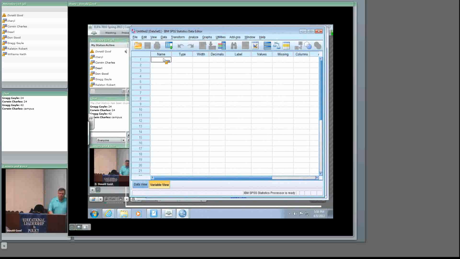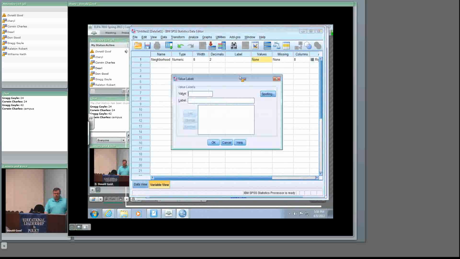Okay. So one variable is neighborhood. And we've got 3 different neighborhoods. So I'm going to go over to values, and this is where I'm going to tell it. I'm going to use 1s, 2s, and 3s. I'm going to let 1 be downtown. Remember how I do this? I click on the value. I let a value of 1 represent downtown. Add that. A value of 2 is going to represent the suburbs. Add that. And a value of 3 is going to represent campus. Add that.